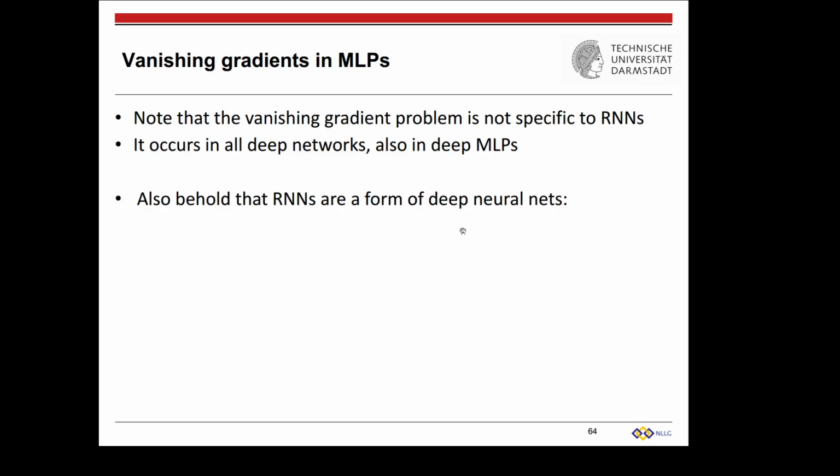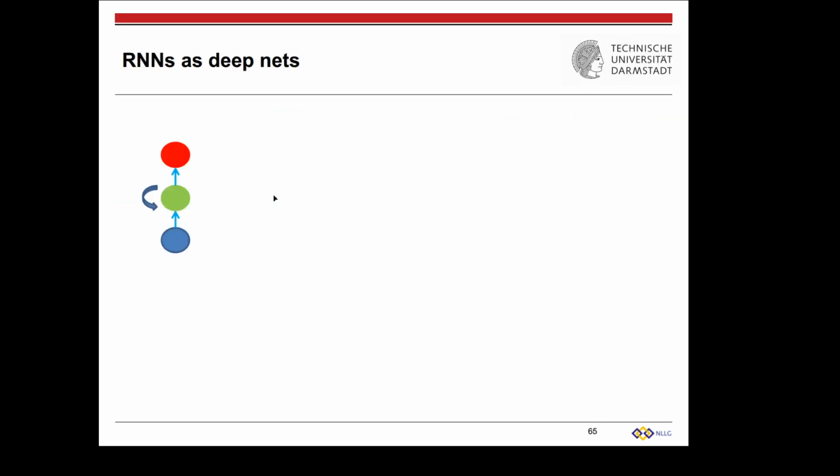So now keep in mind that the vanishing gradient problem is not specific to RNNs. It occurs in all deep networks, also in deep multi-layer perceptrons. And you can see this if you think of an RNN just as a very deep multi-layer perceptron. If we have these hidden states with a long path distance between them, then what comes in one hidden state does not affect the other hidden state anymore, and then this generalizes immediately to multi-layer perceptrons.